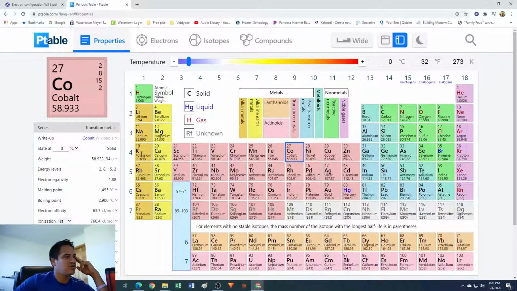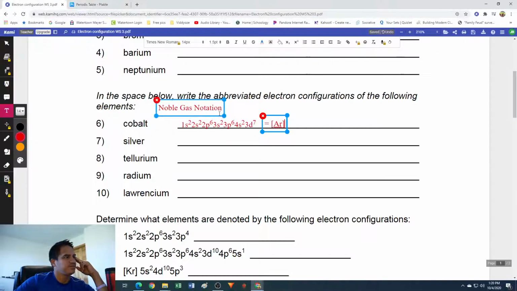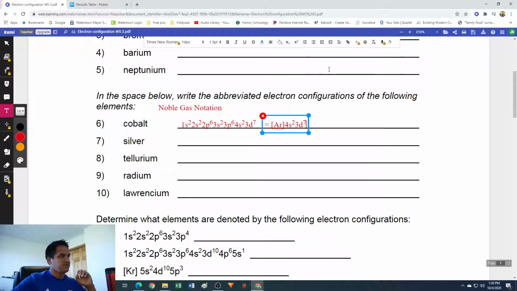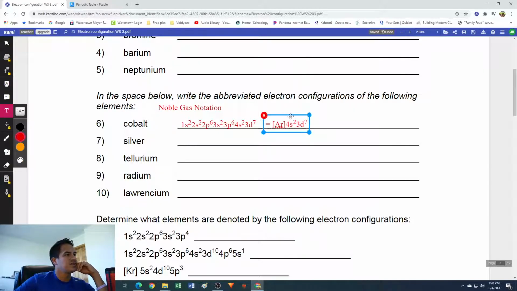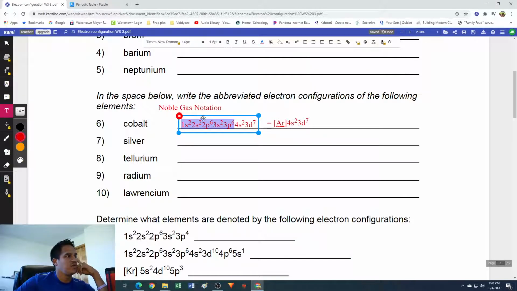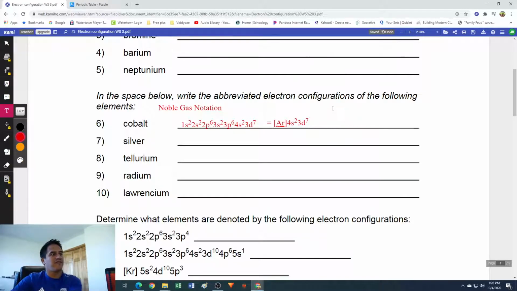Then we're going to start in the row that cobalt's in, which is 4s. So we're going to have 4s2, 3d7. So we'll put argon in brackets and we'll have 4s2 and 3d7. This is what we call the shorthand notation or the noble gas notation. We've taken all of this and turned it into argon in brackets, and then just the last part is written out. So a way faster way. Obviously, I wrote out the whole thing first, but we don't have to.